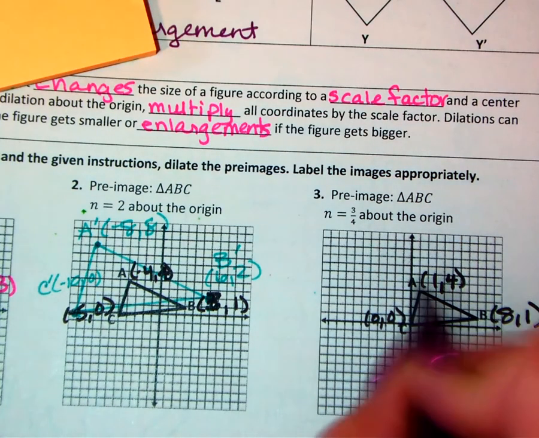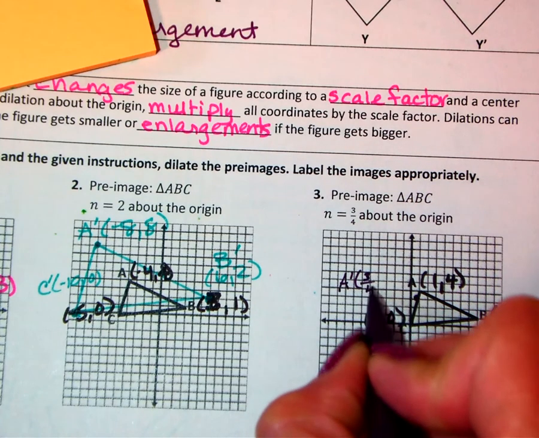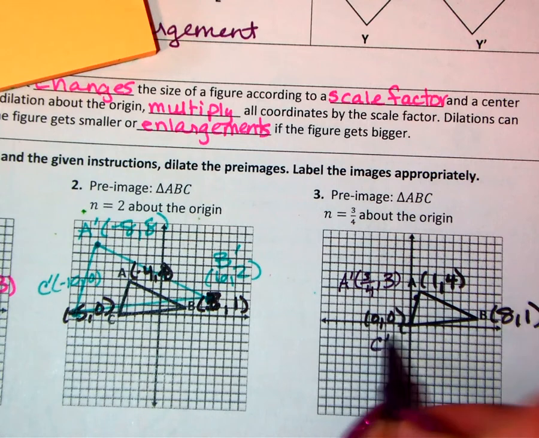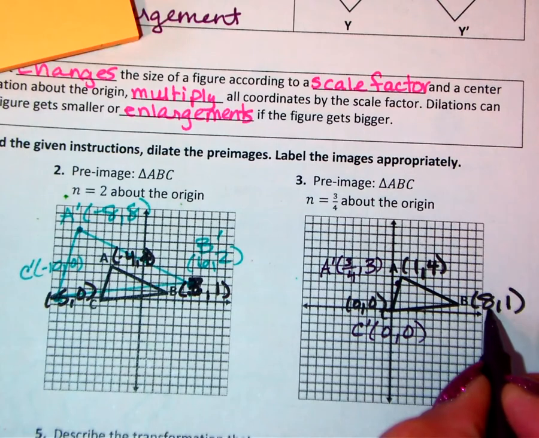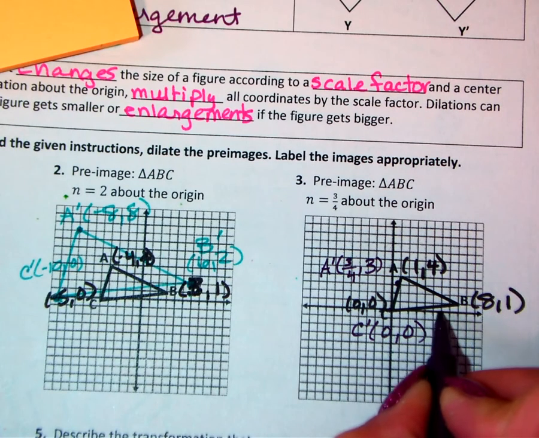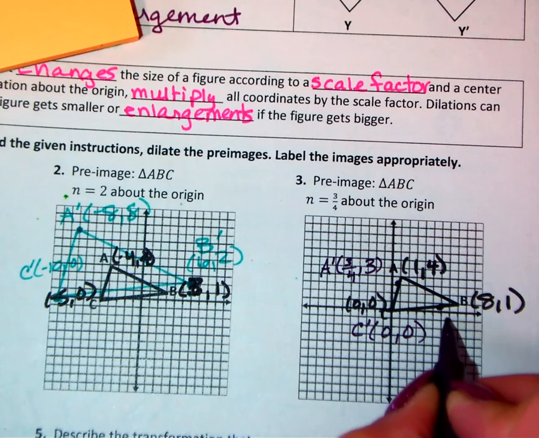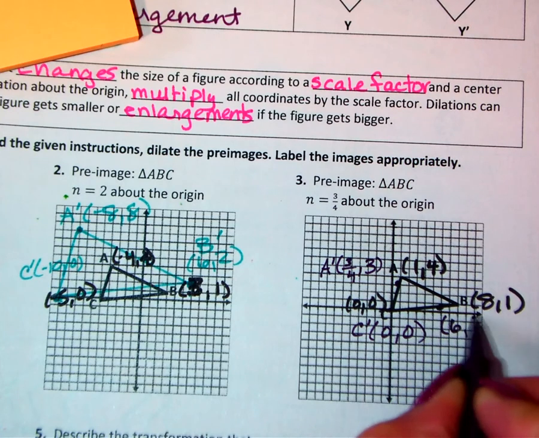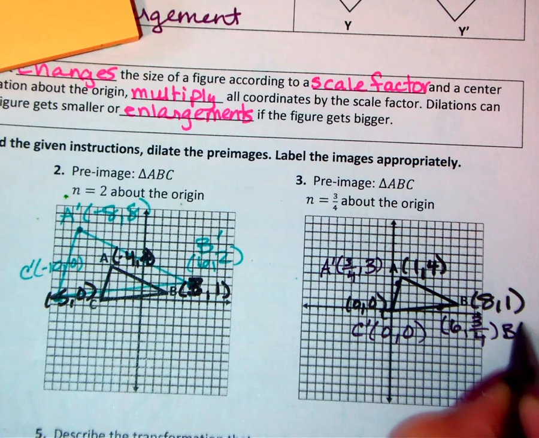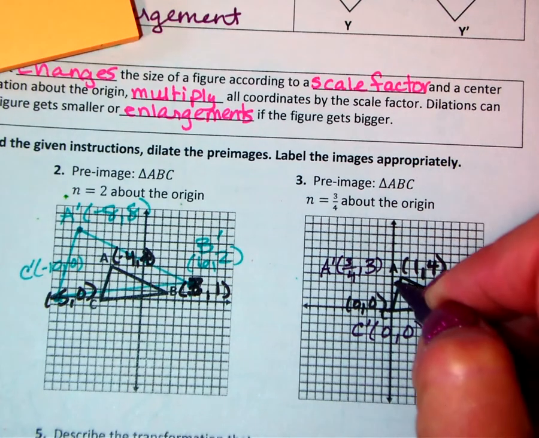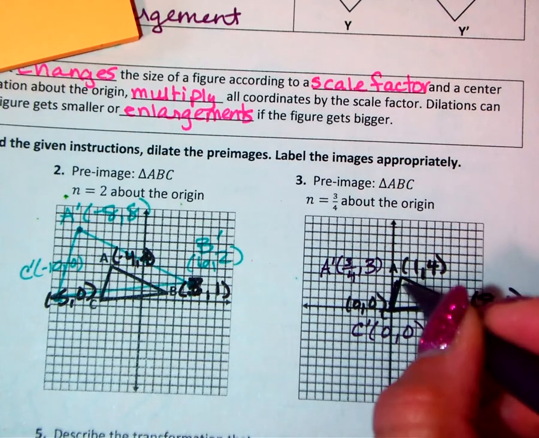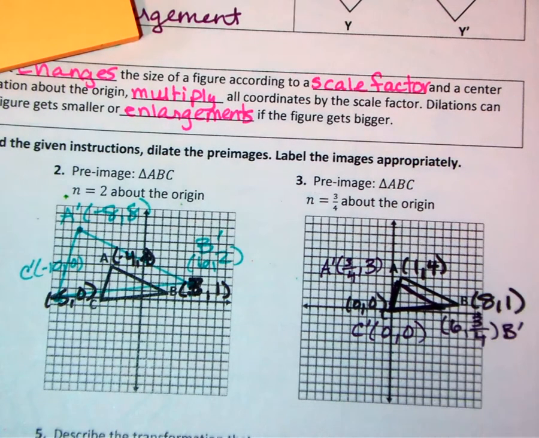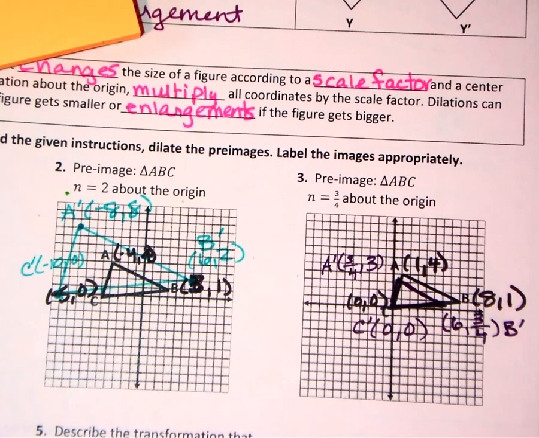So at 3/4 for A, we're at 3/4, 3. Okay, 0, 0 stays. 0 times anything stays 0. 3/4 of 8 is 6. 3/4 of 1 is 3/4. So 6 and 3/4 is my B prime. So it's going to be hard to see this one around. So slightly reduced.